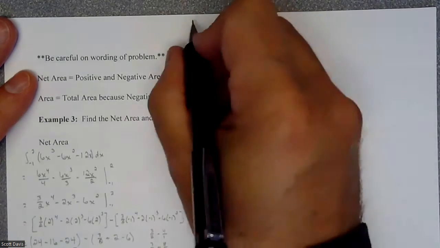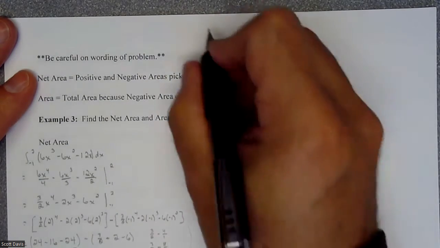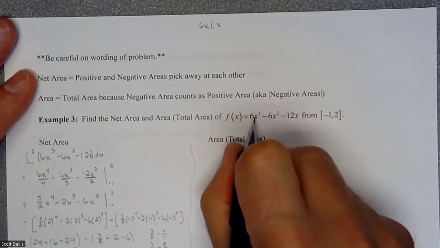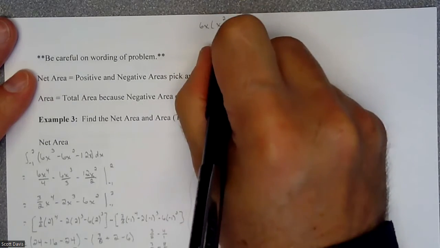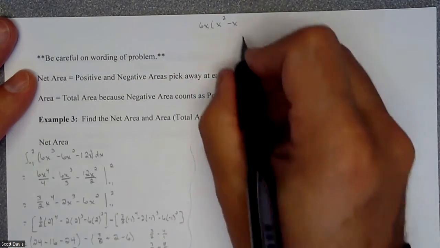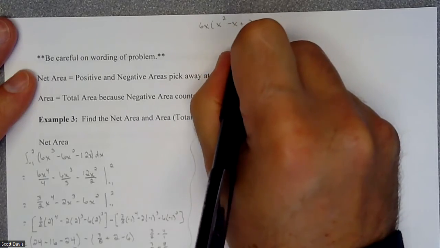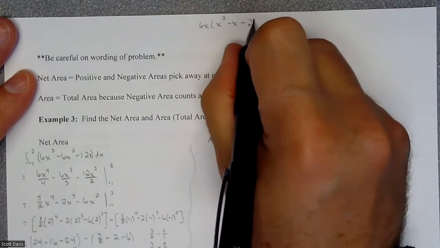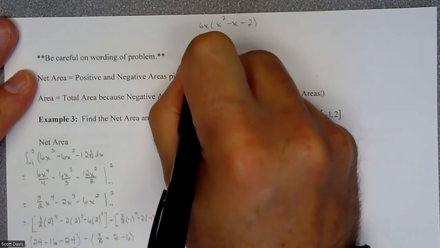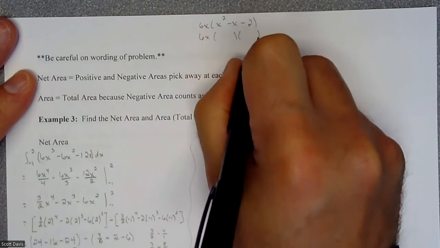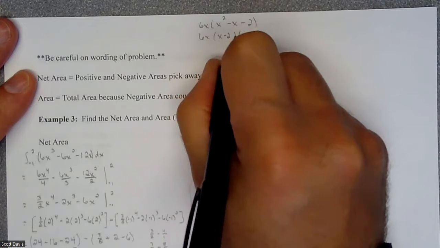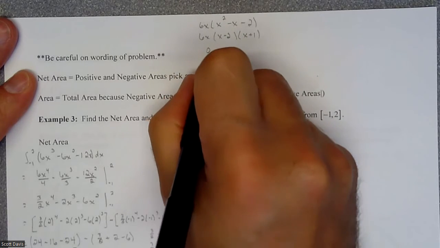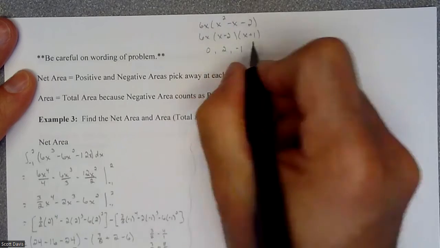So if I take this equation, first off, I can take a 6x out of it. And so that would leave me with x squared minus x minus 2, not taking the negative with it. And then if I factor it further, I'm looking at an x minus 2 and an x plus 1. So solution-wise, we're getting a 0, a 2, and a negative 1.